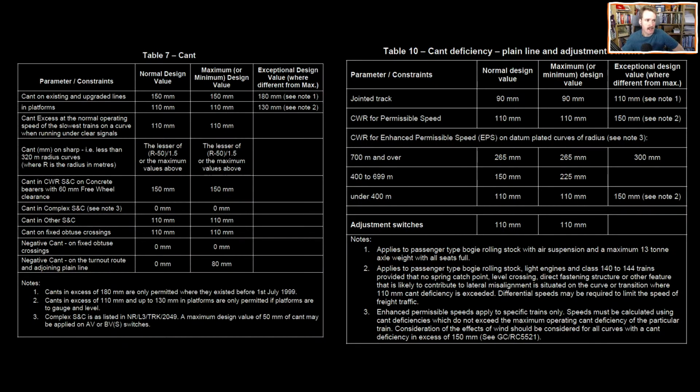Cant is not the word I want to say. What I want to say is Network Rail standards. So the TSIs are one level. You go down to the company standards, organizational standards.